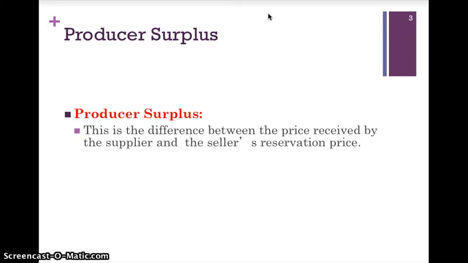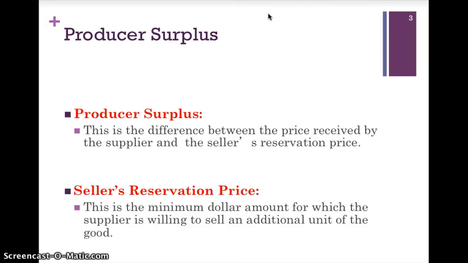The producer surplus is the difference between the price received by the supplier and the seller's reservation price. The seller's reservation price is the minimum dollar amount for which the supplier is willing to sell an additional unit of the good. So the producer surplus is the difference between how much the seller gets from selling the good, the market price, and the lowest price at which they were willing to sell their good or service.